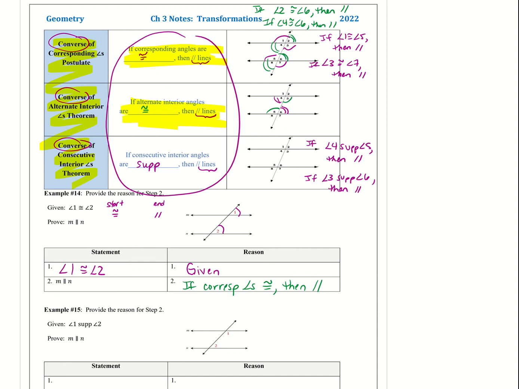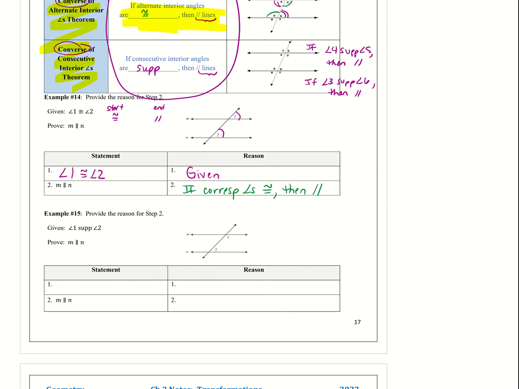All right, let's take a look at number 15. Again, when you write the statement for number 1, you are just copying down the given information. The reason for step 1 will always be given. You will never have to question that. There will be questions like that on your test, so that's going to be nice. You're going to know what to do there.